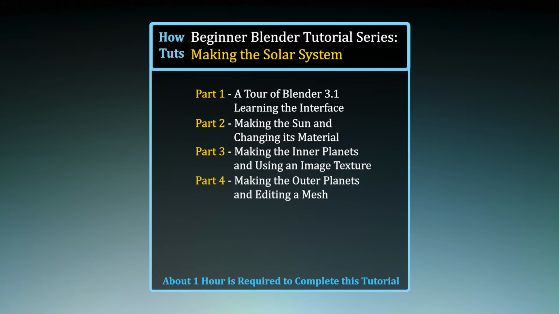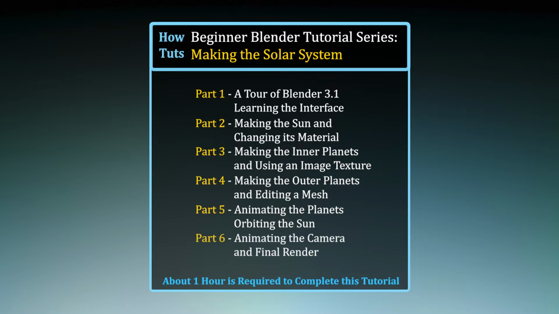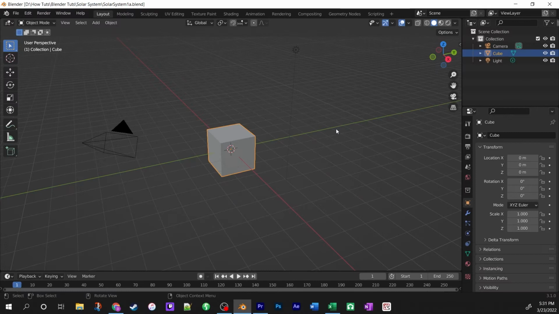In Part 4, we will make the outer planets and learn some very basic modeling techniques. In Part 5, we will set the planets in their orbits and animate them. In Part 6, we will animate the camera movement and render the final animation. Alright, let's get started. So let's take a look at the interface here.